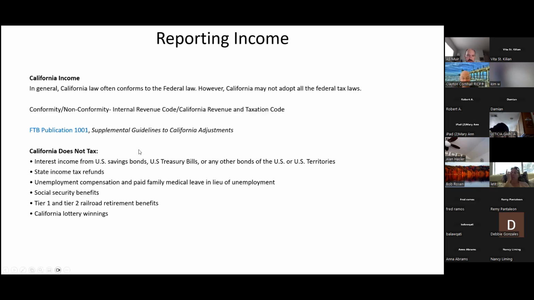And again, this Publication 1001, if you've never jumped into that, take a look at it. It talks about the various adjustments, what is taxed, and what is not taxed. This is a very informative publication. In my tax practice, there are a lot of references that I go to, and this is one of the references, the 1001.